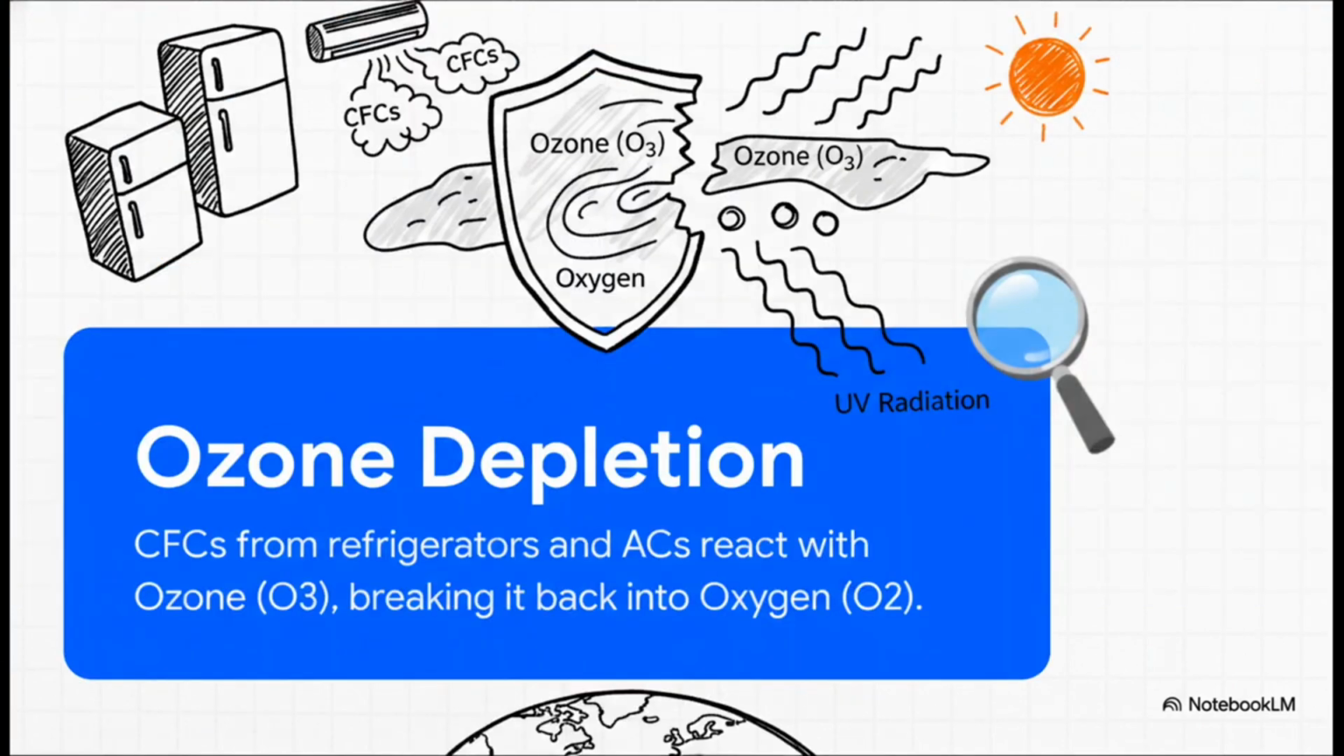But what's a good story without a villain, right? And in this story, the villain is a chemical called a CFC, or a chlorofluorocarbon. These used to come from our old refrigerators and ACs. These CFCs travel all the way up to the atmosphere, and they're really nasty. They find our hero, ozone, O3, and they break it apart, turning it back into plain old oxygen, O2. It's like a betrayal. And when they do this over and over, they create a hole in our shield, which lets all those dangerous UV rays from the sun get down to Earth.